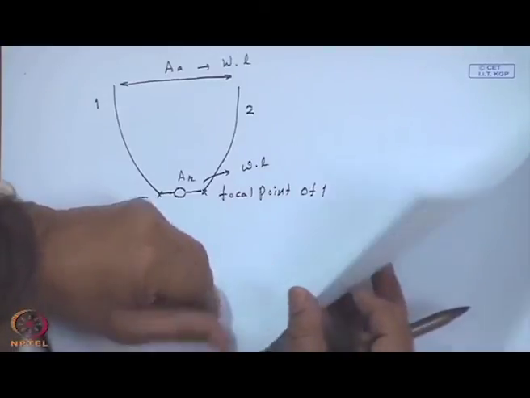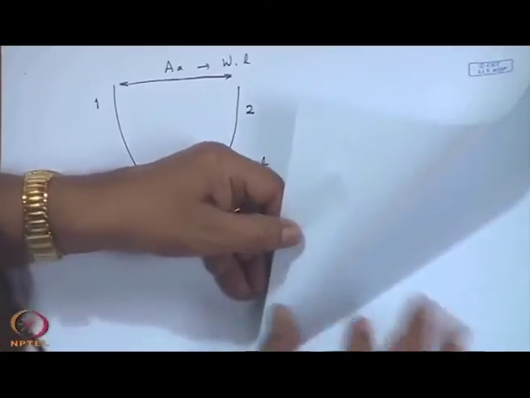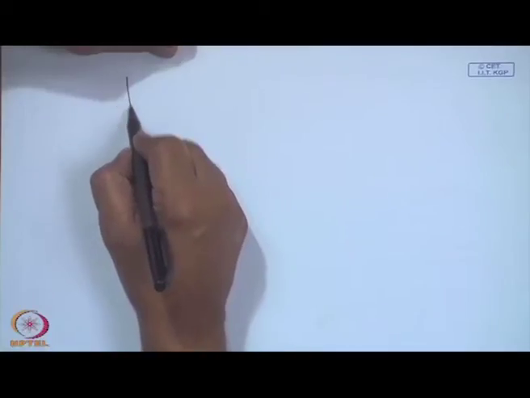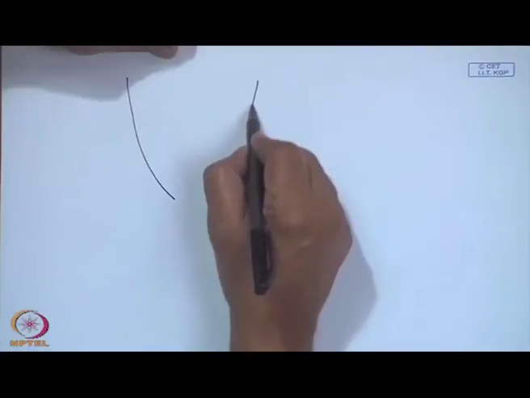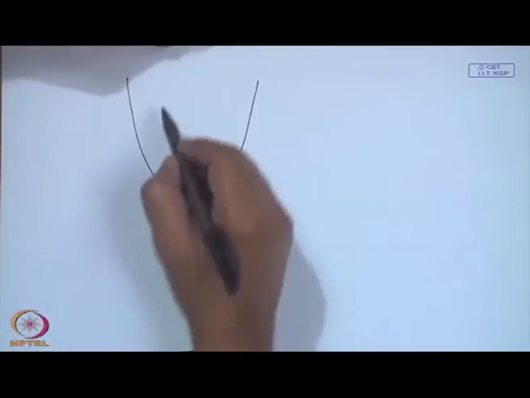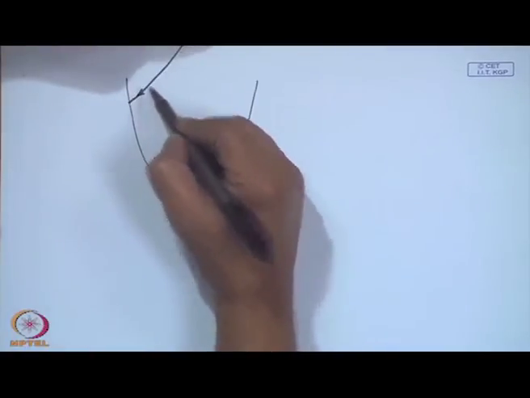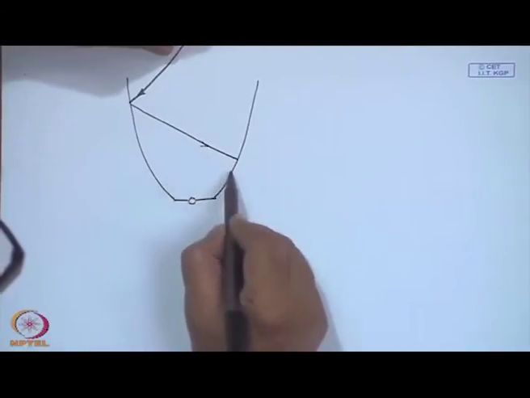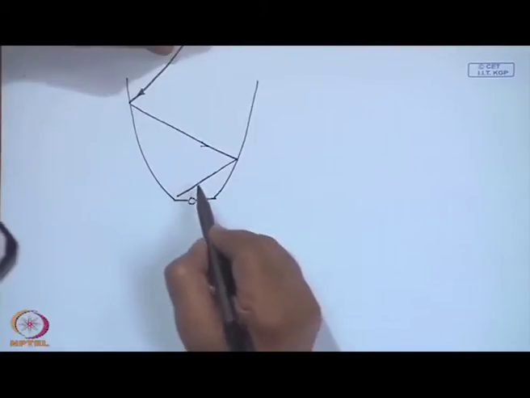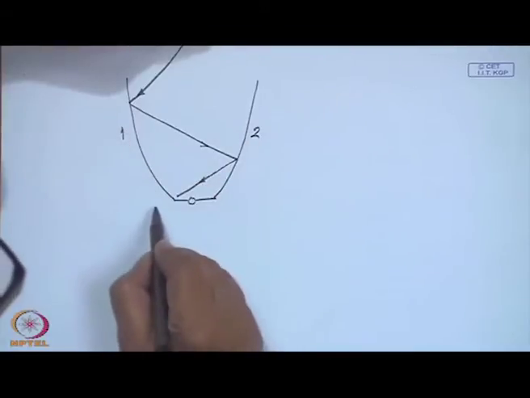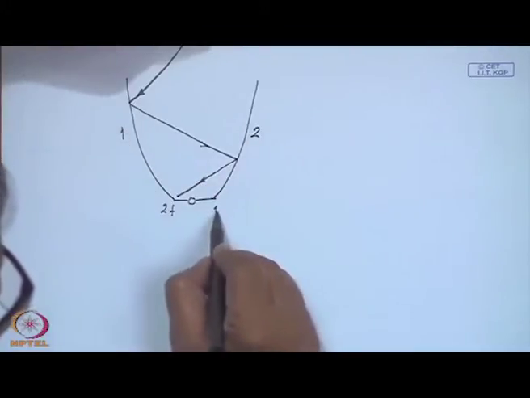The point is, parabola 1 and parabola 2 should be inside reflecting. Okay. So, irrespective of this arrangement, I have a ray, it should go over here, because this is the focal point of 2 and the focal point of 1.